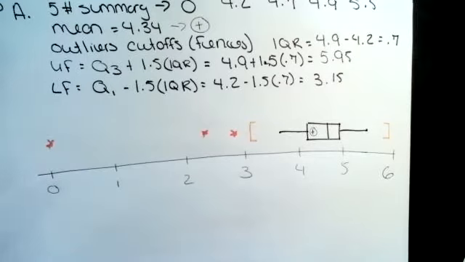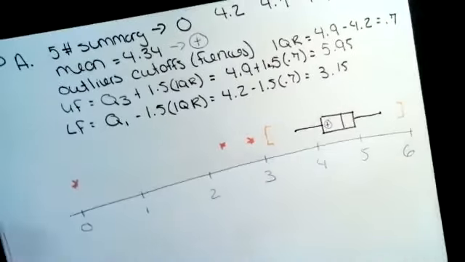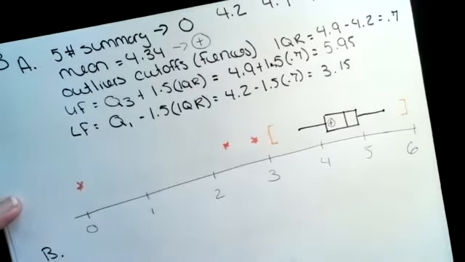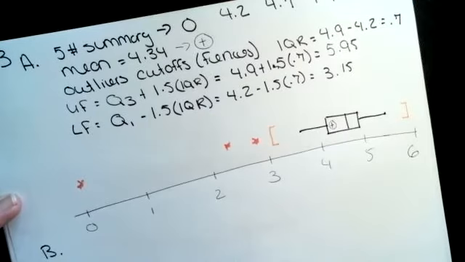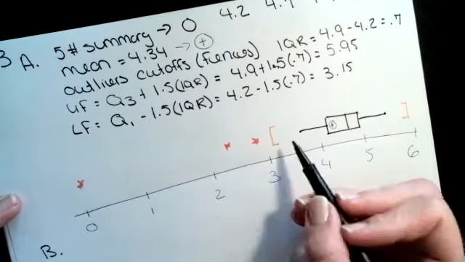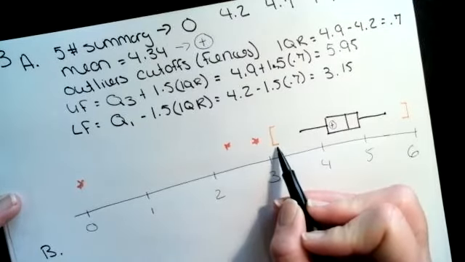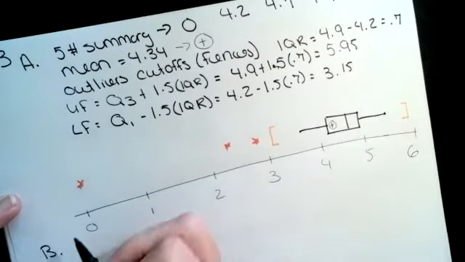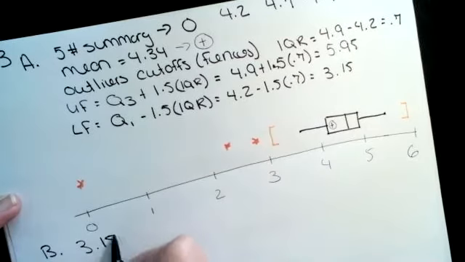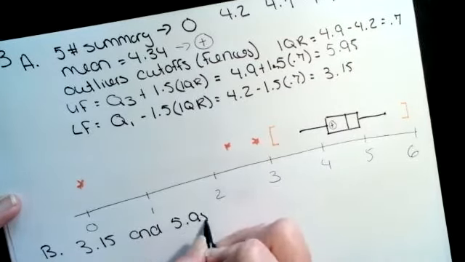So all of that took part A, but I'm going to use all this information now to answer the rest. So part B already did the work. Part B just says compute the outlier cutoff, show your work, add these to your drawing, and complete the statement below. So alcohol values below 3.15 and above 5.95 are considered outliers. That's all I'm going to put in here. My cutoffs, I'm just going to put those there.